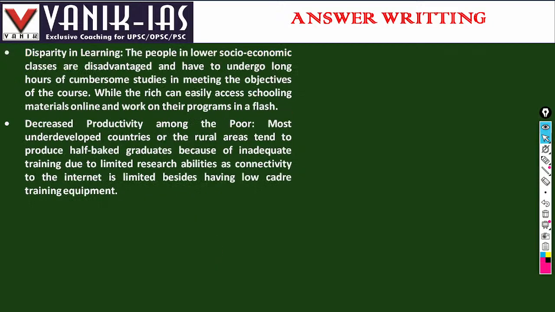Disparity in learning: people in low socioeconomic classes are disadvantaged and have to undergo long hours of cumbersome studies in meeting the objectives of the course, while the rich can easily access schooling material online and work on their programs in a flash. Decreased productivity among the poor: most underdeveloped countries or rural areas tend to produce half-baked graduates because of inadequate training due to limited research ability, as connectivity to the internet is limited besides having low-caliber training equipment.